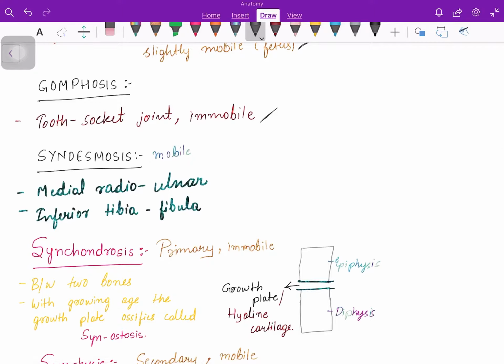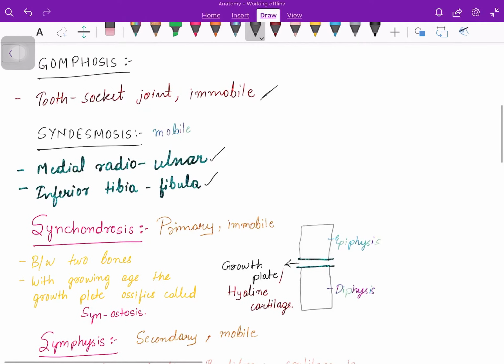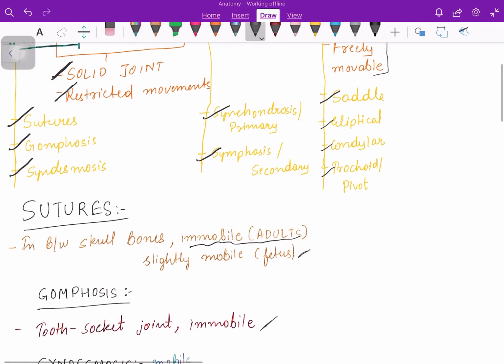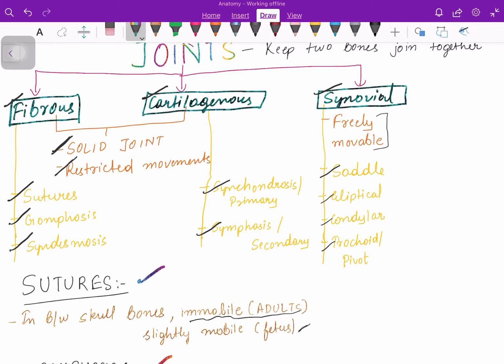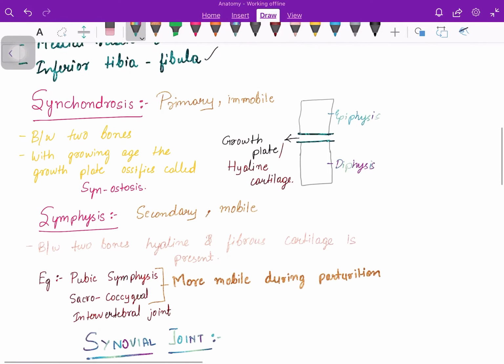Syndesmosis, these are mobile joints, and two examples of syndesmosis are the medial radio-ulnar joint in the upper limb and the inferior tibiofibular joint in the lower limb. This was all about the three types of fibrous joint, that is the sutures, gomphosis and syndesmosis. Now we will start with cartilaginous, that is the primary and secondary, synchondrosis and symphysis.